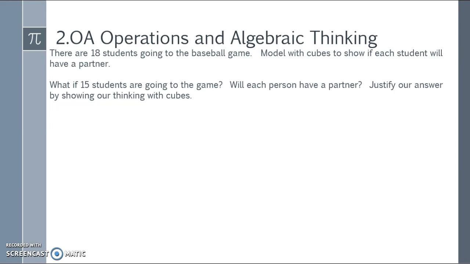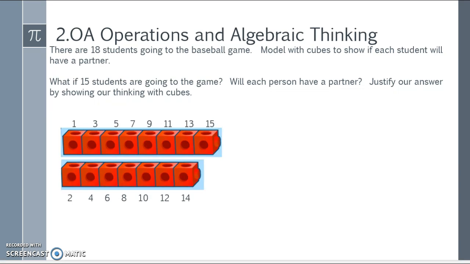What if 15 students are going to the game? Will each person have a partner? Justify your answer by showing our thinking with cubes. So I grabbed 15 cubes and tried to make two equal groups. Because we know that if there are two equal groups, then it is an even number.